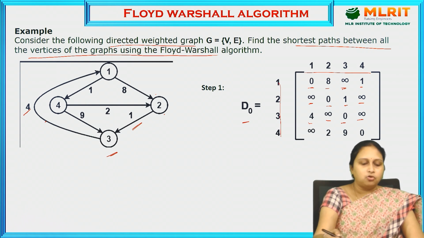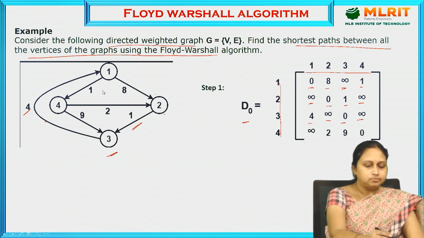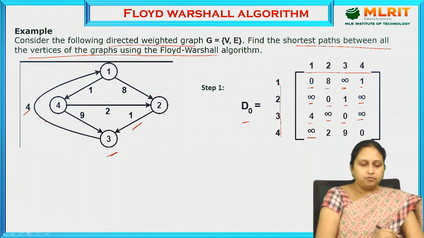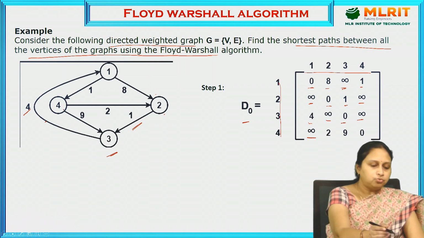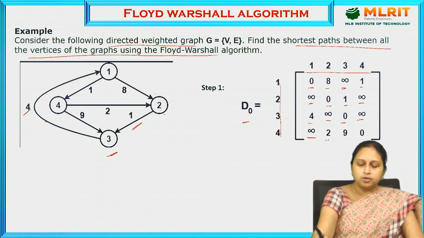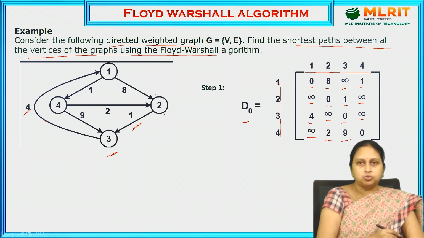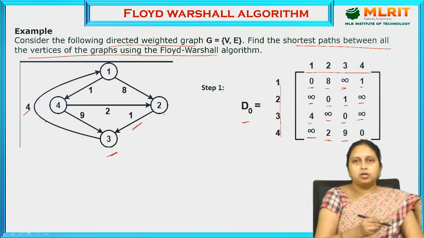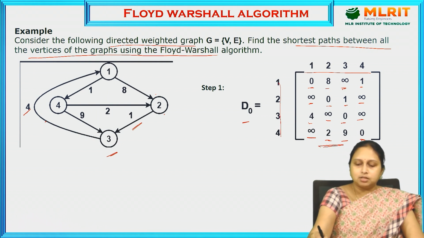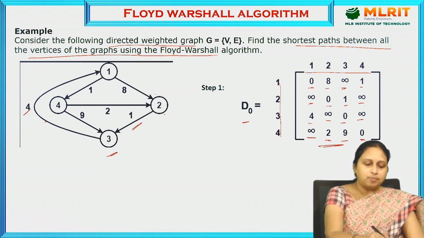Next, 4 to 1 we don't have, so infinity. 4 to 2, yes, we have, so we place 2. And 4 to 3, you have an edge, so 9. And 4 to 4, you don't have any self loop, so we place 0. This is the basic adjacency matrix we have represented from this graph.